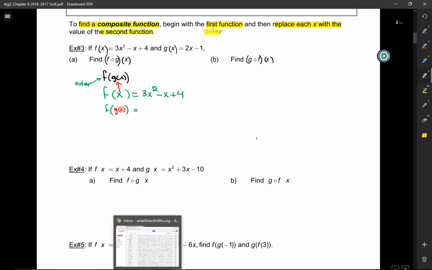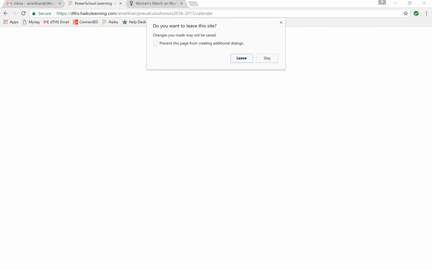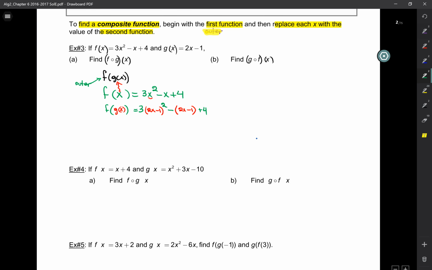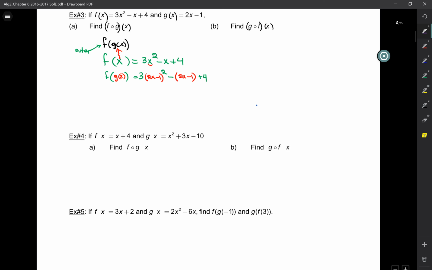Okay, so here we go. I start with my function. So far it's just 3. I see an x there. What am I going to replace x with? 2x minus 1. Then you continue with your function. Minus, what am I going to replace x with? 2x minus 1 plus 4. Okay, now what? 1.